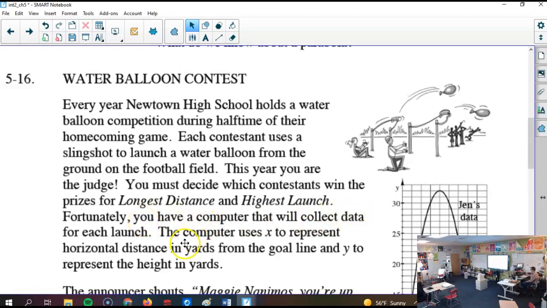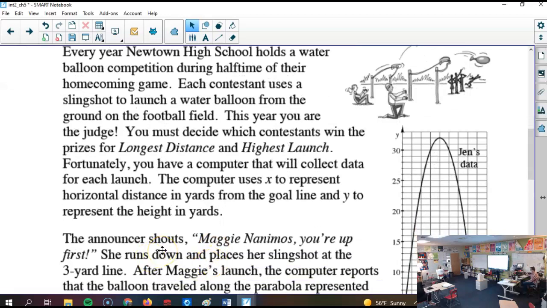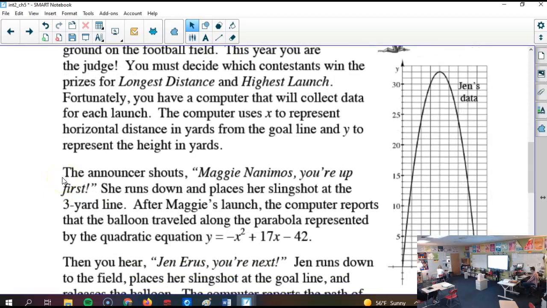The computer uses X to represent horizontal distance in yards from the goal line, and Y to represent the height in yards. So remember, there's a goal line on both ends of the field. So if I launch from the goal line into the middle of the field, I'm also going towards a goal line, but we're not launching out of the field, right? We're launching into the middle of the field. You're in the end zone. I know we're not all sporty type people, but you're in the end zone. Hey, I know what that is. It's good. I still don't know certain things about certain sports, so I never assume anyone knows.